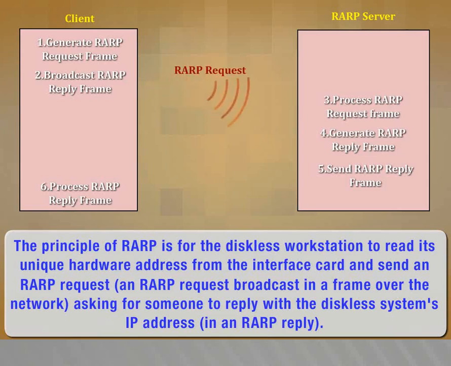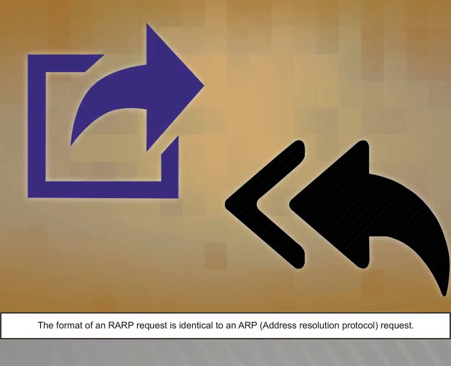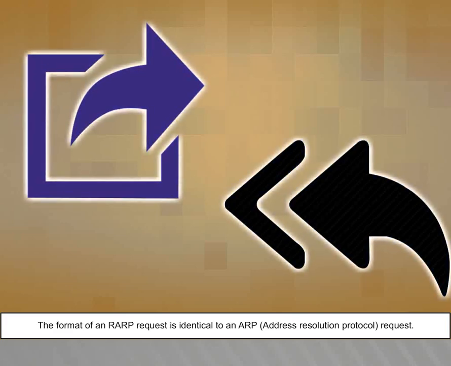The principle of RARP is for the diskless workstation to read its unique hardware address from the interface card and send an RARP request, that is, an RARP request broadcast in a frame over the network asking for someone to reply with the diskless system's IP address, that is, in an RARP reply. The format of an RARP request is identical to an ARP, that is, Address Resolution Protocol request.